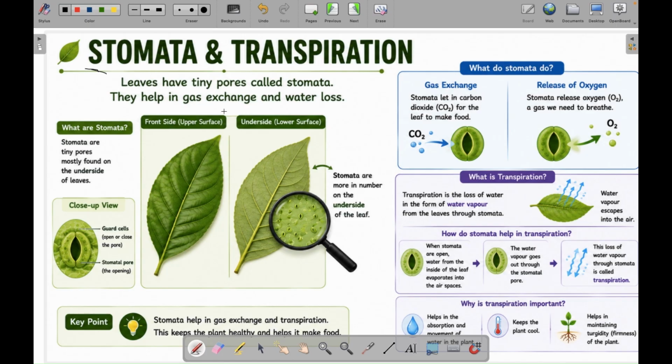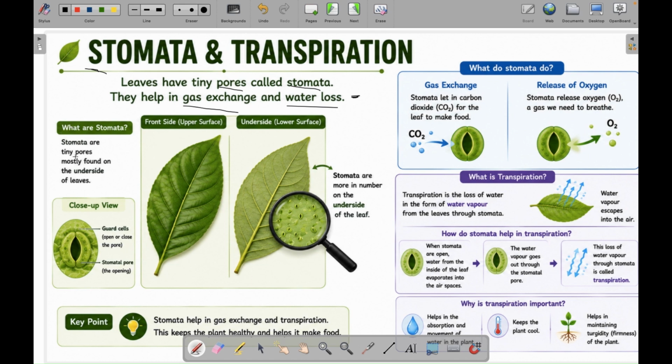So the leaves have tiny pores or holes. They are known as stomata, right? What is the function of stomata? They help in gaseous exchange and water loss. We'll see why losing water is helpful for plants. So first of all, they help in gaseous exchange. That is, they help the plants to take in carbon dioxide and release oxygen. So they are exchanging gases.